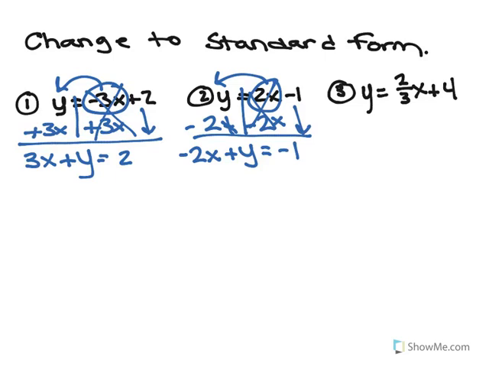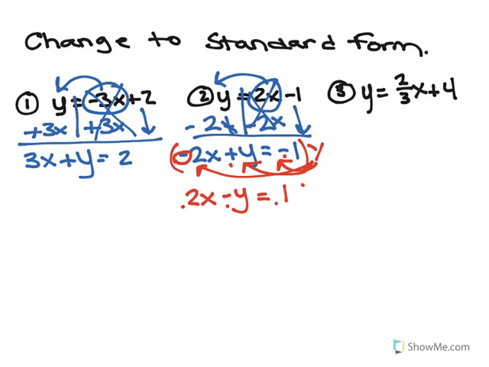Now, I do have to do something else to this problem because my x is negative. We don't want that. So what we're going to do is multiply everything by negative 1. So negative 1 times negative 2x gives us a positive 2x. Negative 1 times y gives us negative y. Negative 1 times negative 1 gives us positive 1. When you multiply by negative 1, it's just changing the signs. My negative becomes positive, my positive becomes negative, and my negative becomes positive. And then you're done. This is your answer.